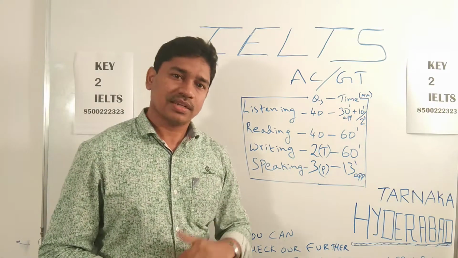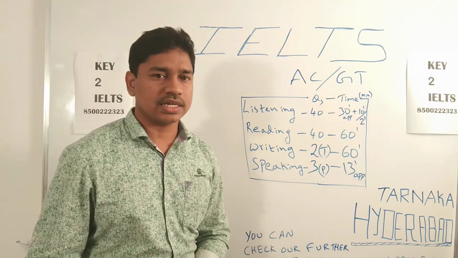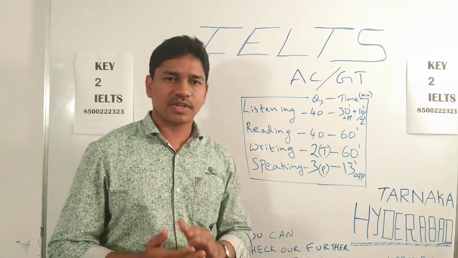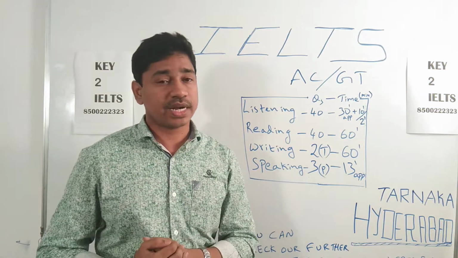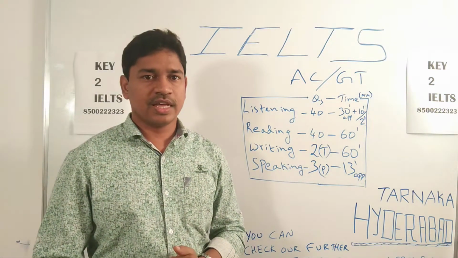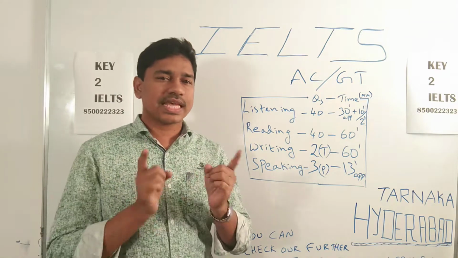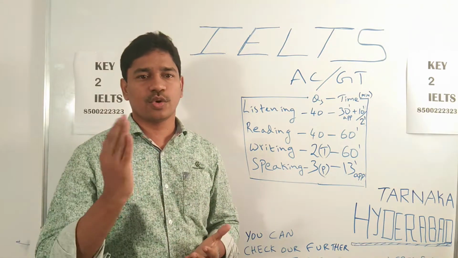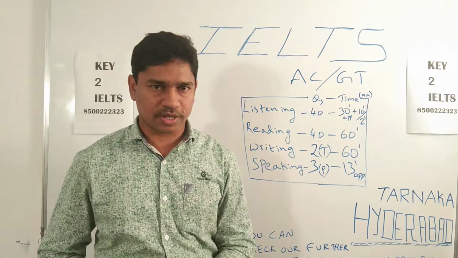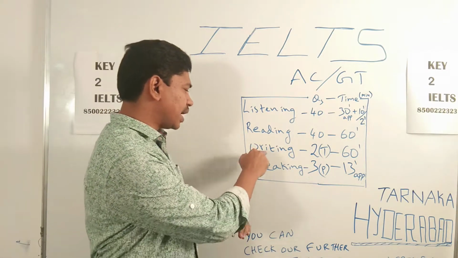Similarly, there is a difference in assessment. So what is that? With regard to academic candidates, if they score roughly 30 out of 40, they might expect a band score of 7. Whereas for general training candidates, to get the same band score, that is 7, they need to go with 34 correct answers out of 40. Now, let's move on further to writing task.